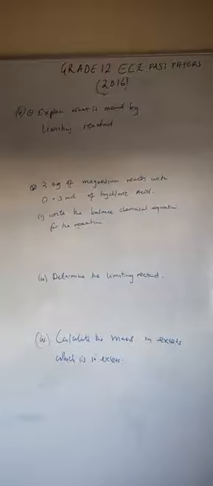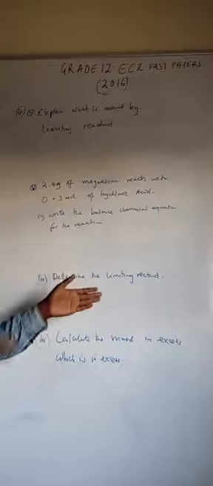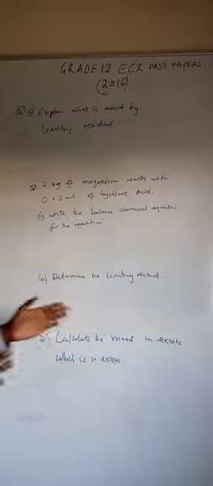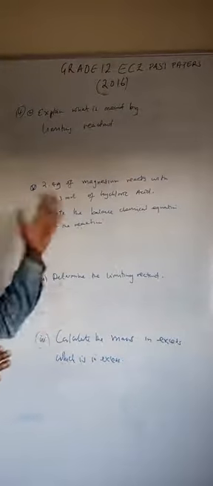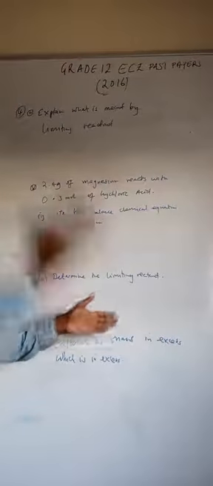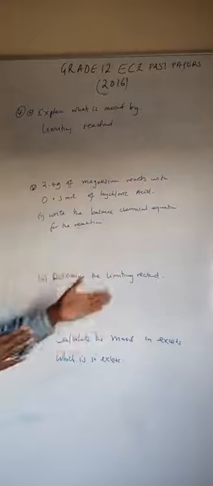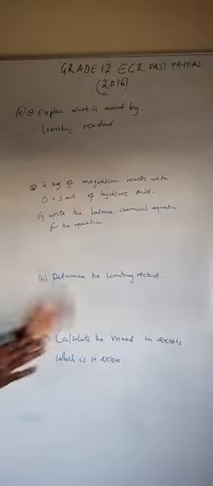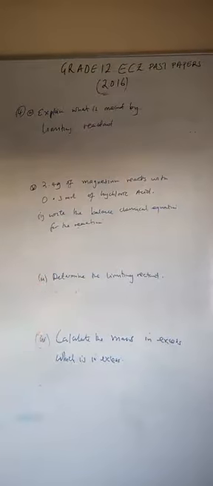And you also need a cooking stick, for example. So it means mealie meal and water are reactants. Why? Because you are combining mealie meal and water. They are reacting together, so they are reactants forming shima.